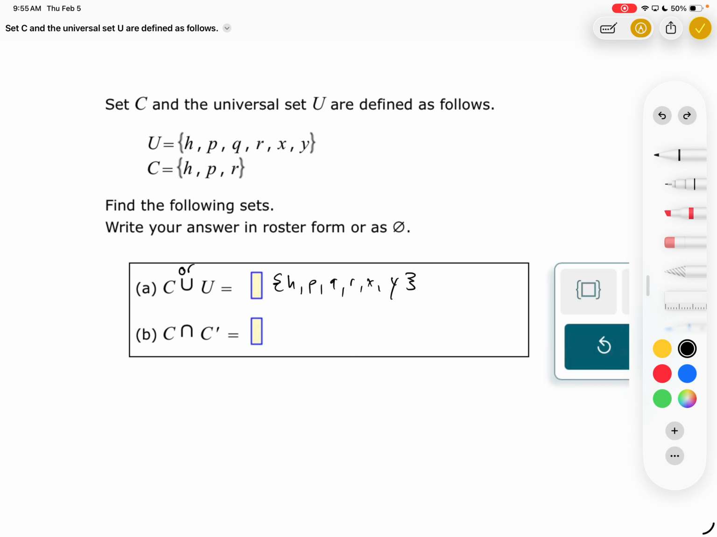The other one, C and C naught. If you want to write down C naught real quick, that would be Q, X, Y. What is in the intersection of what's in C and what's not in C? Well, you're either in C or you're not in C. They don't share anything. So it is the empty set.